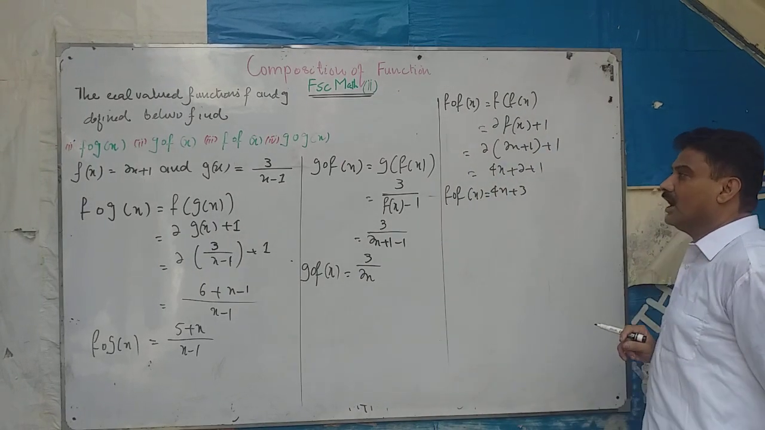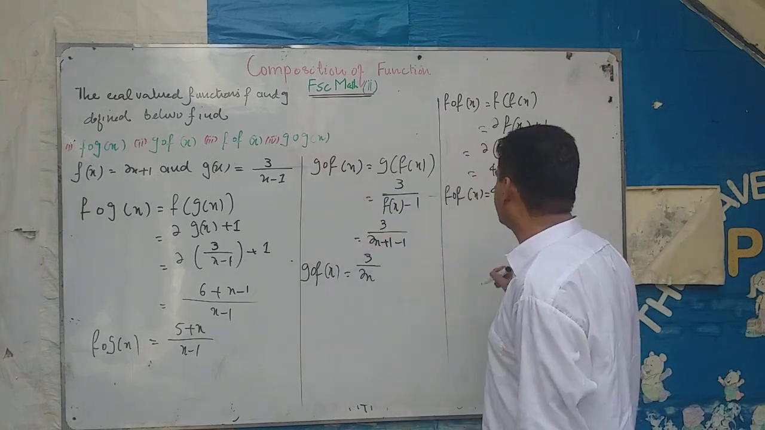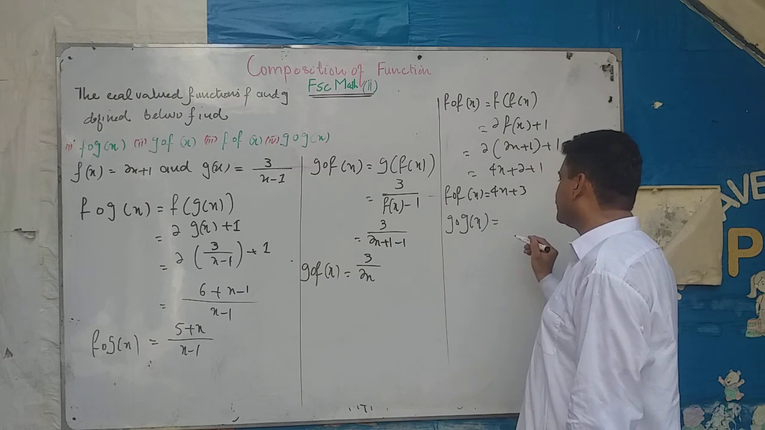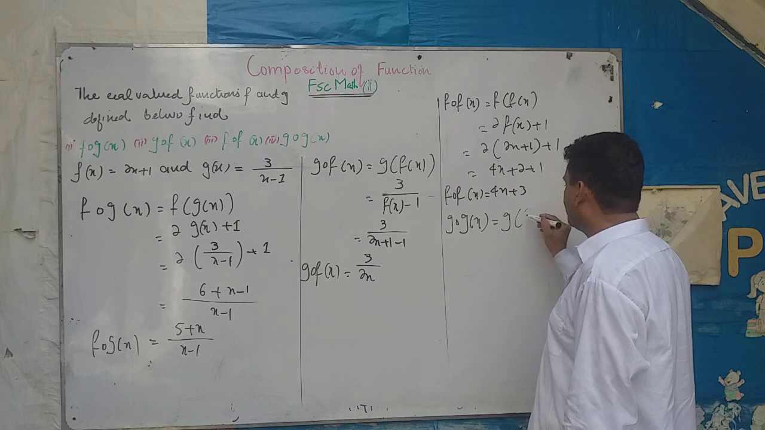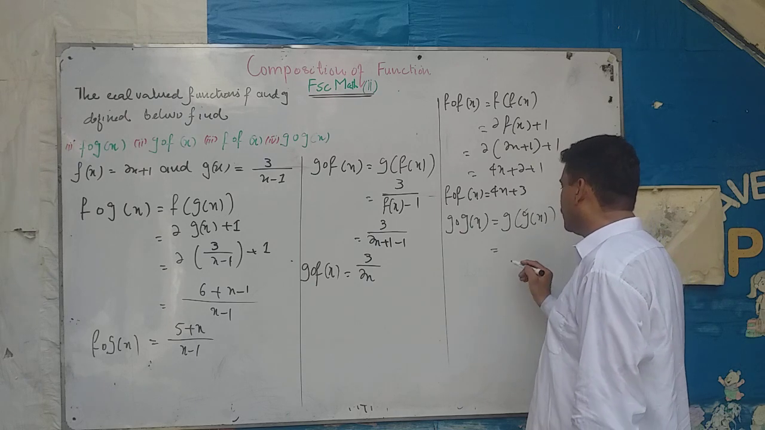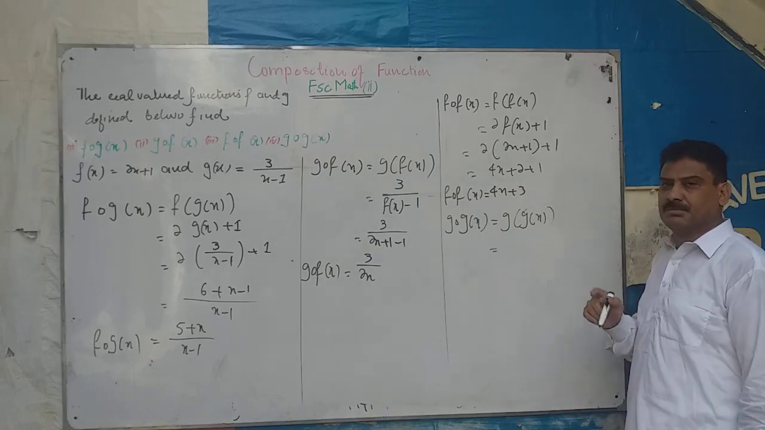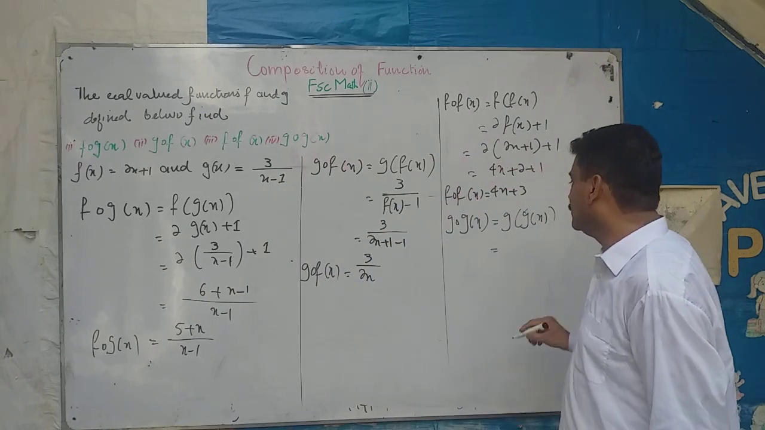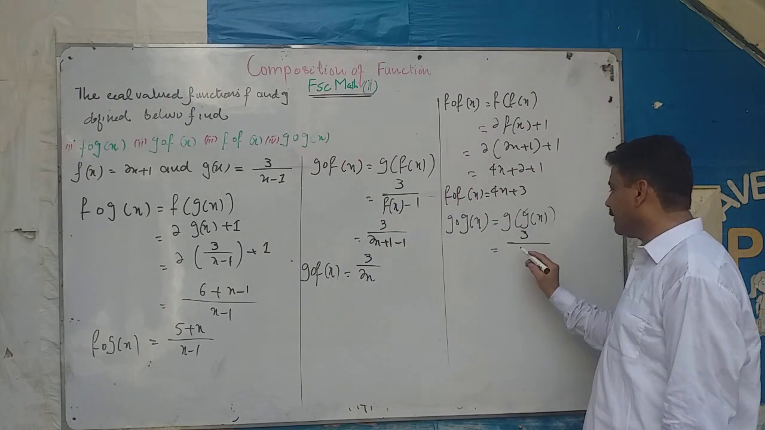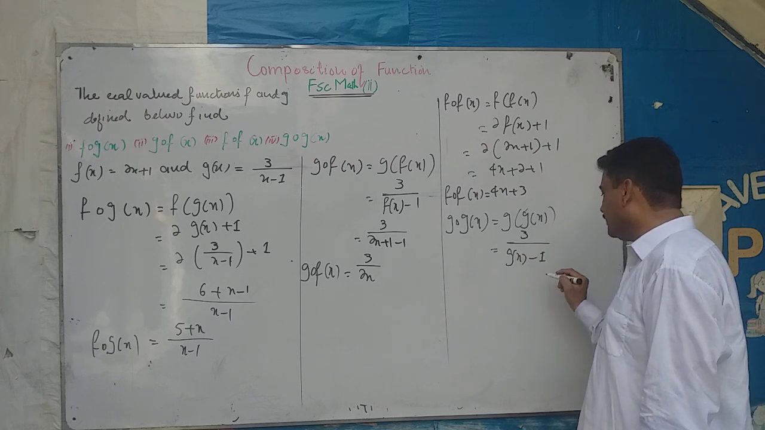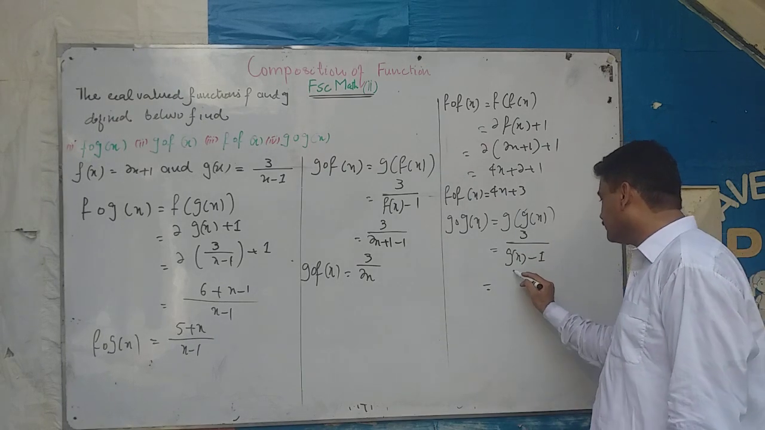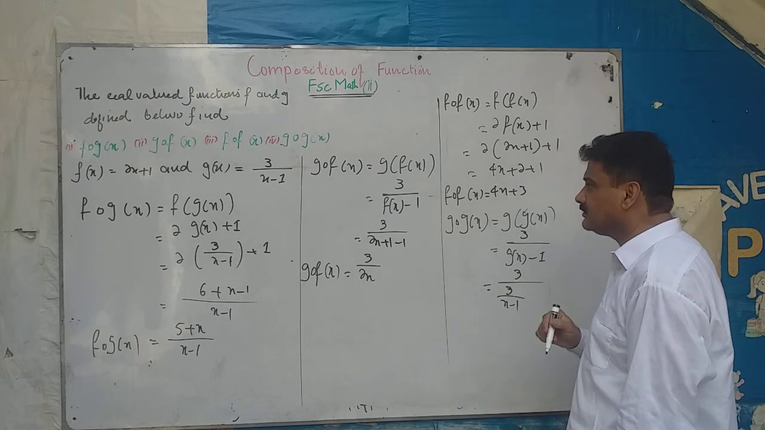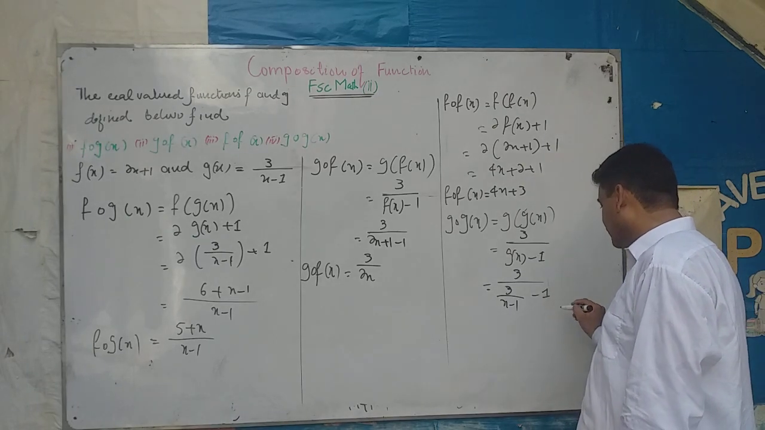We will find the last value, g of g of x. We write g of g of x. In function g, we just replace x by g of x. Where is g? G is the function. We just replace this x by g of x. So we write 3 by g of x minus 1, and the value of g of x is 3 by x minus 1, minus 1.